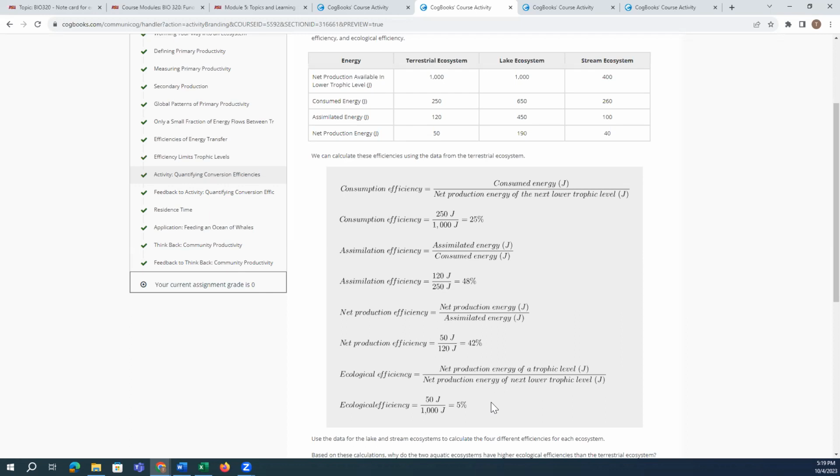That's a great explanation. So how much of this 1,000 from the primary producers gets put into the next trophic level? Only 5% of that energy is moved up, right? That's not a lot. Because there's only 5% to go into the next level, there's likely only going to be maybe one more level after this in this terrestrial ecosystem.